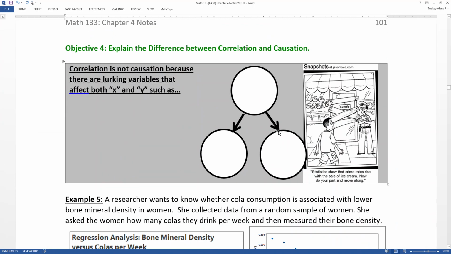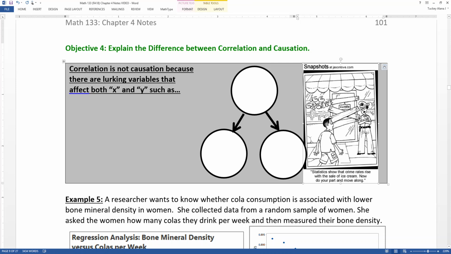All right, so I have this lovely comic from Jason Love, who gave me permission to use it, and I loved it the moment I saw it, because it says that statistics show that crime rates rise with the sales of ice cream, which is true. So now do your part and move along. So they boarded up the ice cream store, so that'll get rid of all crime, which I don't think is true, because personally I will get very upset and want my ice cream. It'll make me very angry.